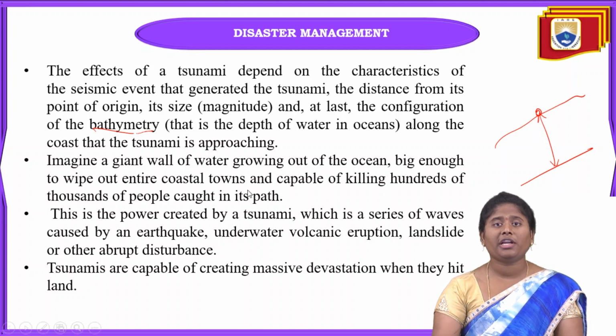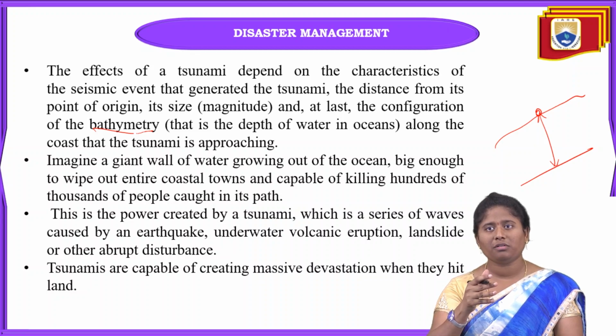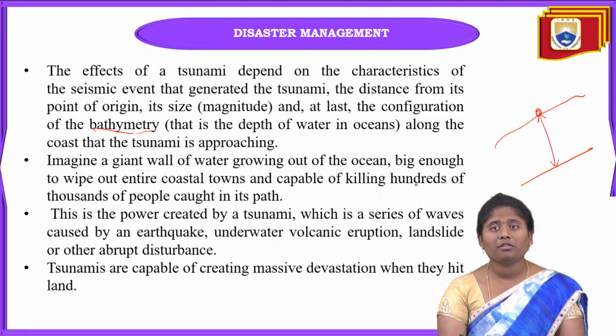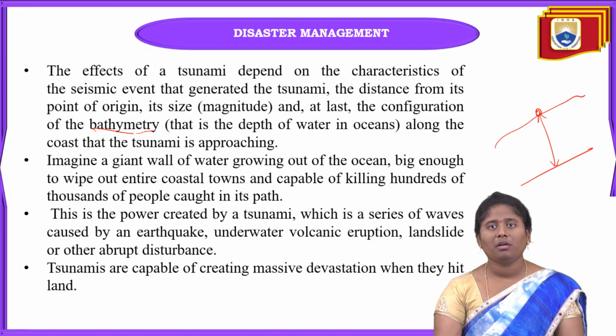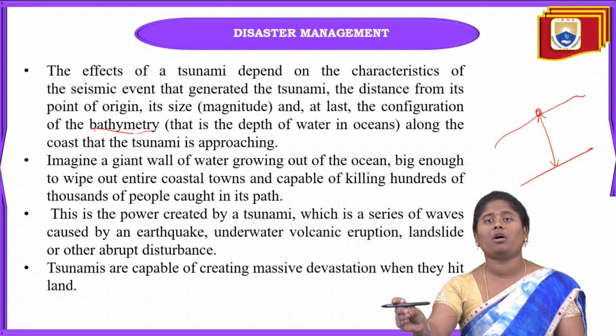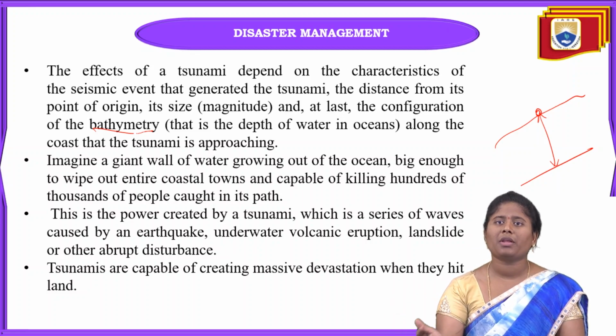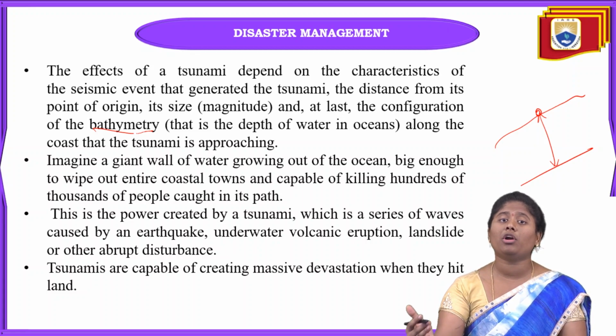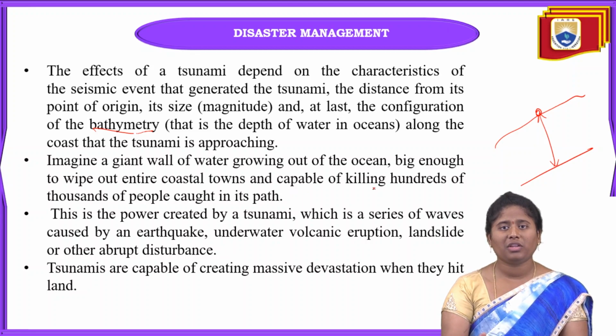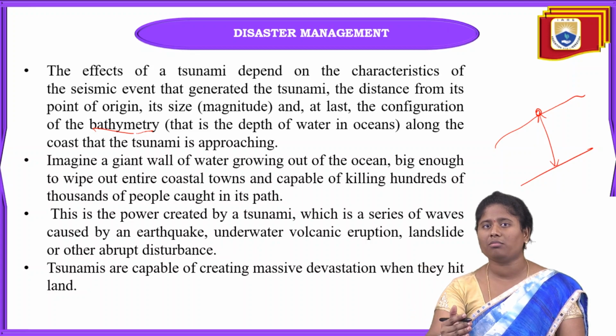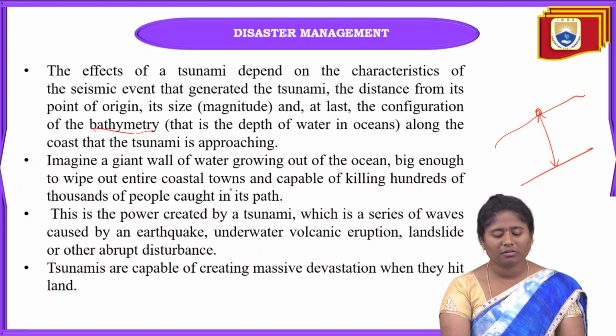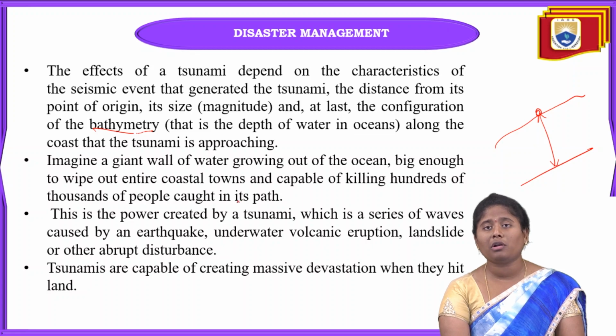When the giant wall of water comes from the ocean, it will definitely wipe out the entire coastal town, and it is capable of killing hundreds or thousands of people along its path. Why? Because it is a natural hazard. If any natural hazard is going to occur, we cannot know at what time or at what place it will occur. It can occur anytime. So when this giant water wave starts in the ocean, we can only imagine how large the tsunami will be, because it will entirely wipe out the coastal town and can kill thousands of people and animals.